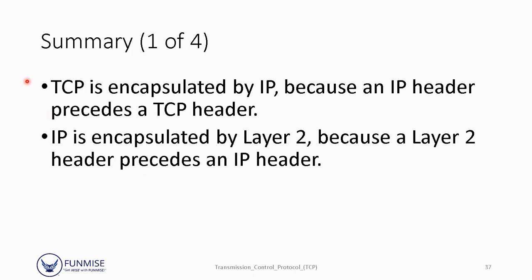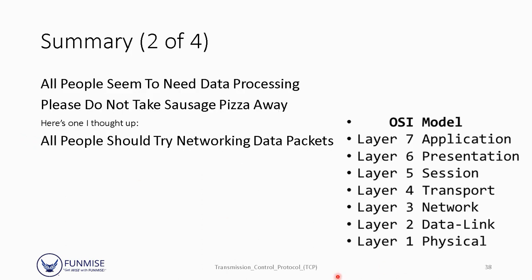TCP is encapsulated by IP because an IP header precedes a TCP header. As you know previously, we showed a diagram showing that data encapsulation. It's viewable on prior slides. Now, IP is encapsulated by layer 2 because a layer 2 header precedes an IP header. Now, this is about the OSI model, and here are some handy acronyms you may use to remember the OSI model. My personal favorite is all people should try networking data packets.